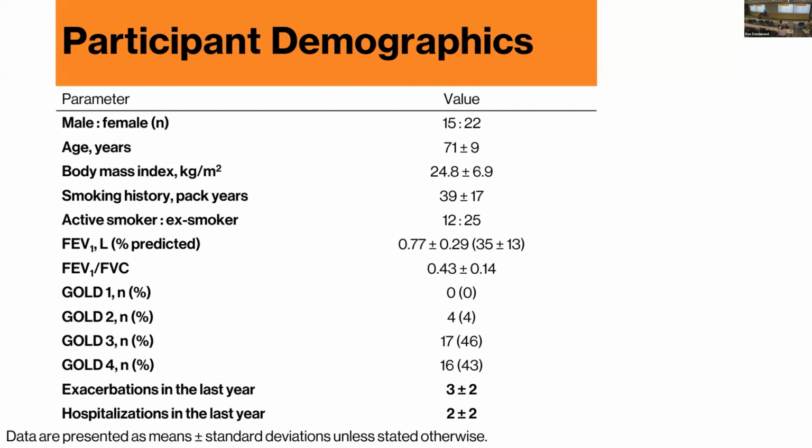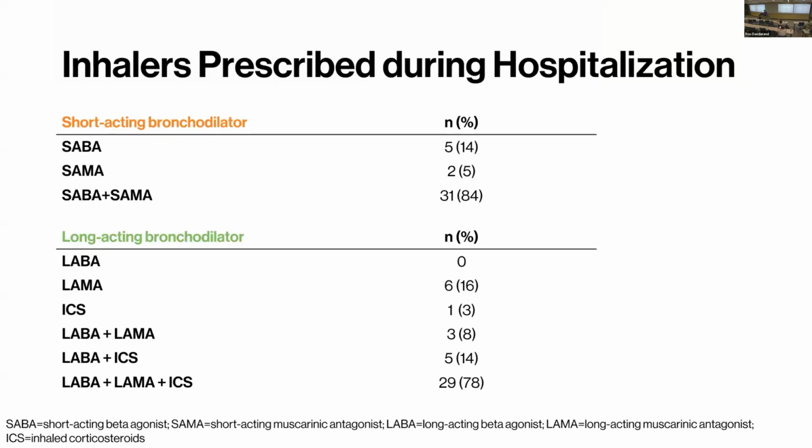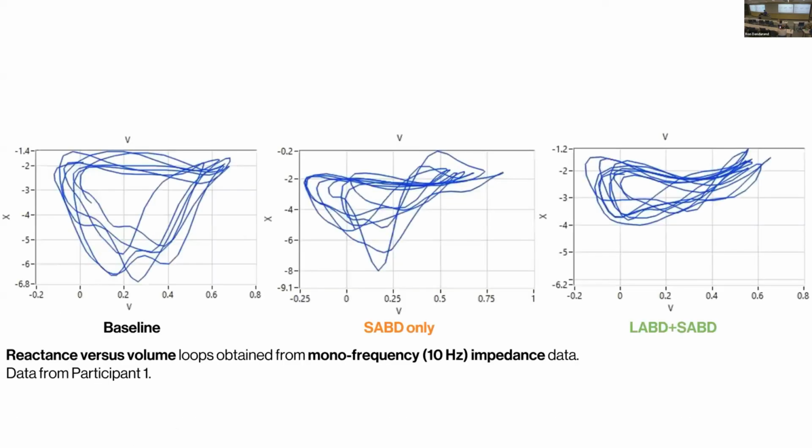And what I want to really highlight is that these are patients who are very frequent exacerbators. Someone who is a frequent exacerbator COPD patient has 2 in the last year. These patients had on average 3. And not only do they exacerbate frequently, but they're frequently hospitalized. To give you an idea of their actual inhaler strategy, the majority of patients were on a combined short-acting bronchodilator, and they were on single inhaler triple therapy as their long-acting bronchodilator.